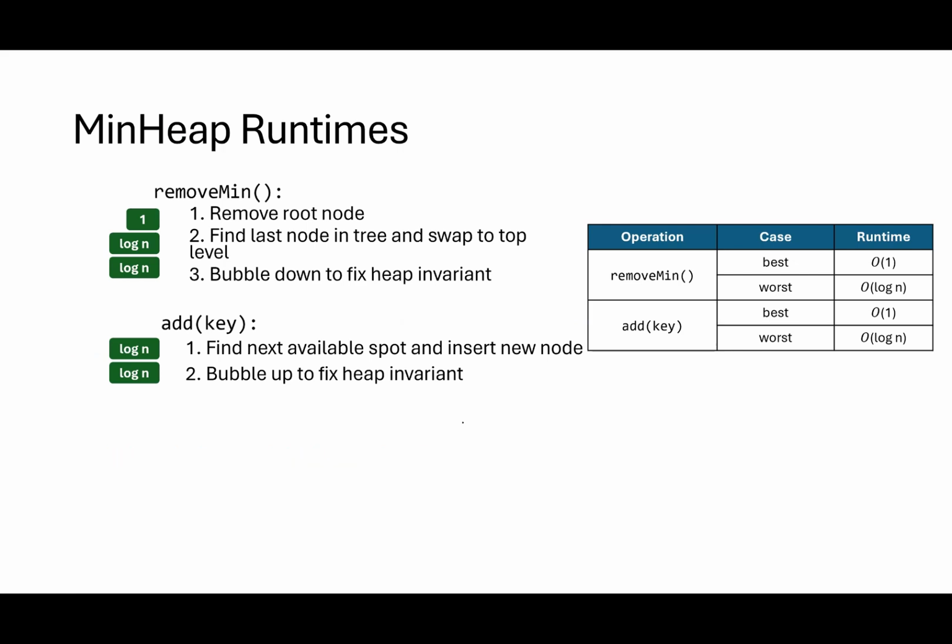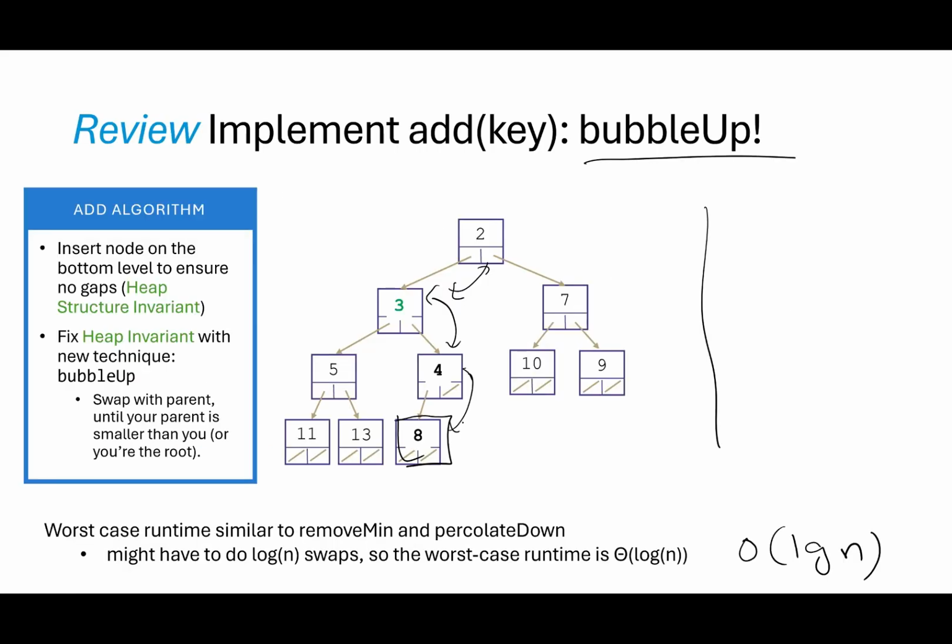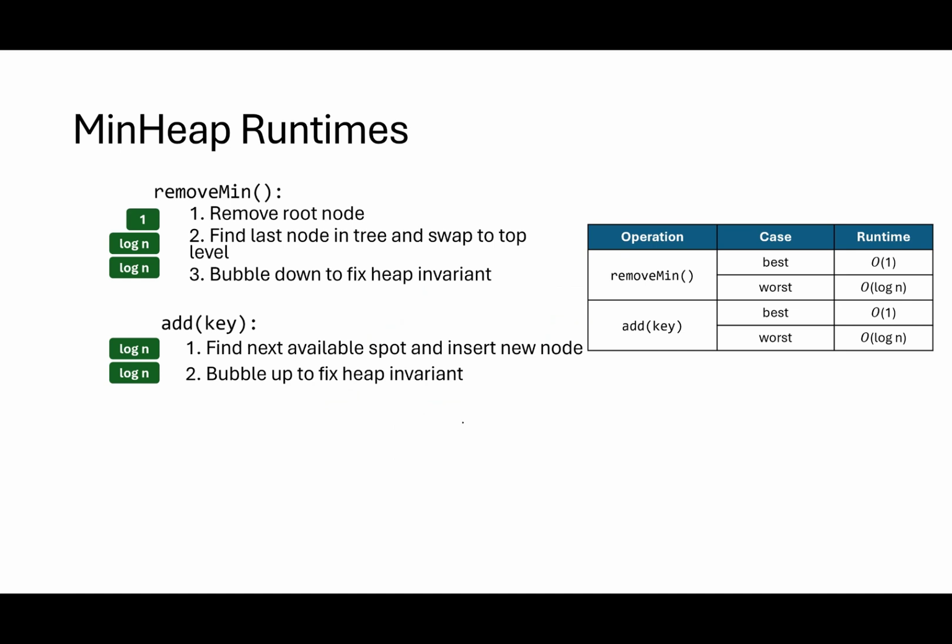Okay, let's see. When I'm removing the node, what I was doing was finding the last node, swapping it to the top, and then bubbling down, right? How much can I bubble down at maximum? Log n, right? So the remove runtime was log n.